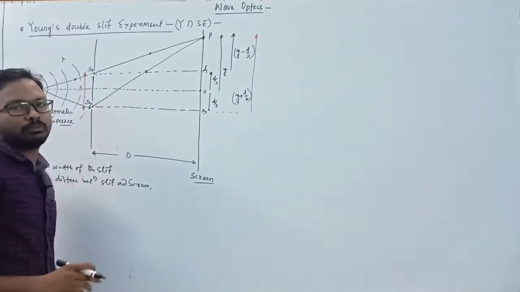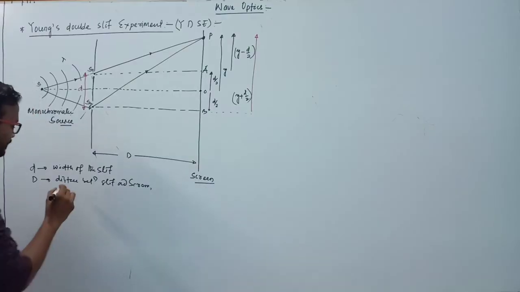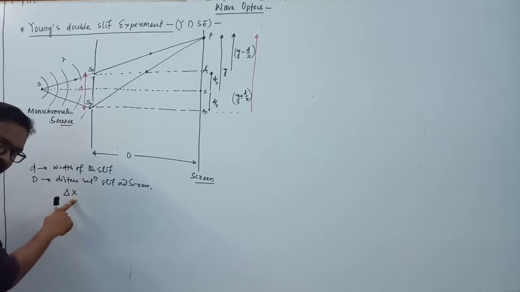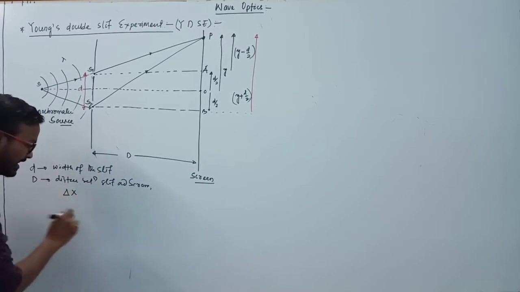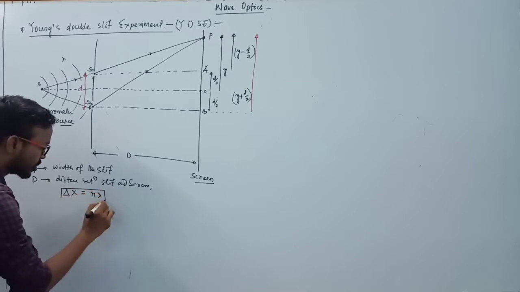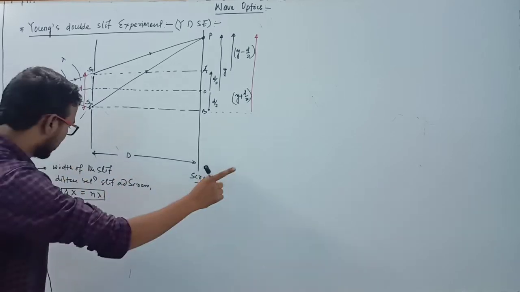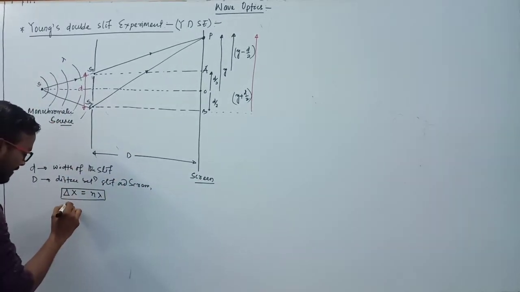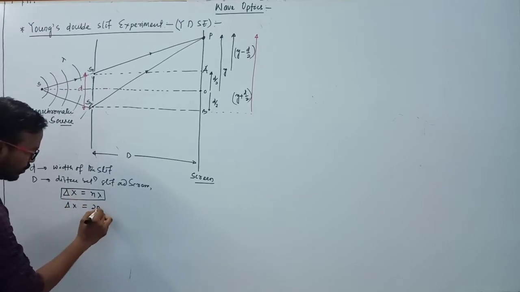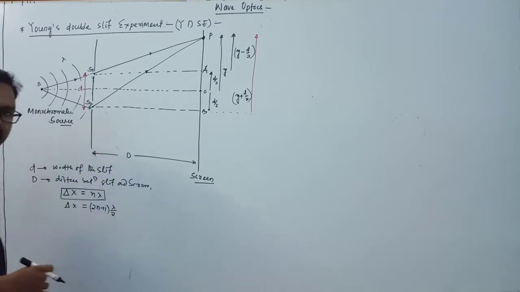So first we have to find the phase difference or path difference. We already know that if the path difference between two waves, delta x, is equal to n lambda, then we get constructive interference. And what is n? 0, 1, 2, 3, 4, and so on. Similarly, if the path difference between these two waves is (2n plus 1) lambda by 2, then we get destructive interference. Clear?